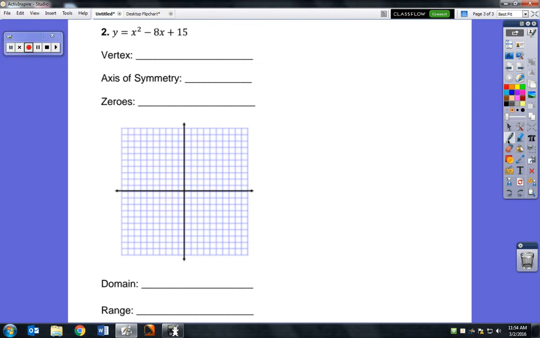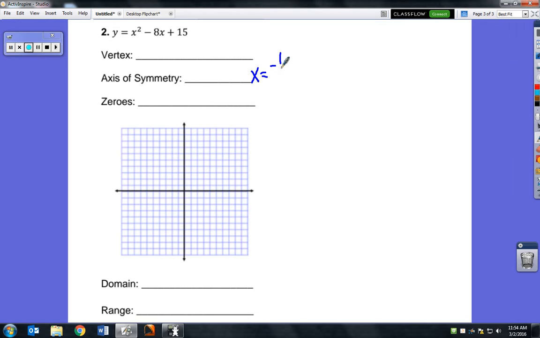Alright, let's look at the second question of our review. We are now looking at the function x squared minus 8x plus 15. We're going to do the same thing that we started with on the first video. We are going to start with finding our axis of symmetry by using negative b over 2a.